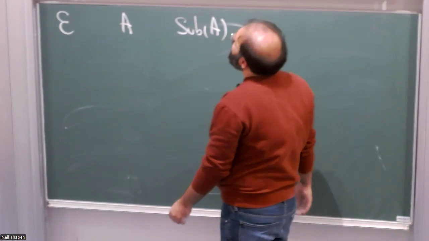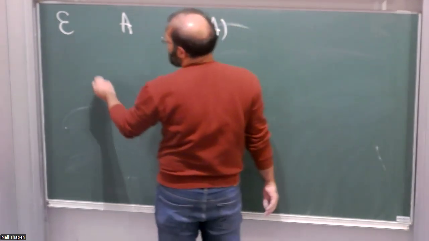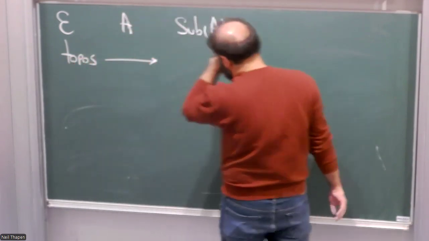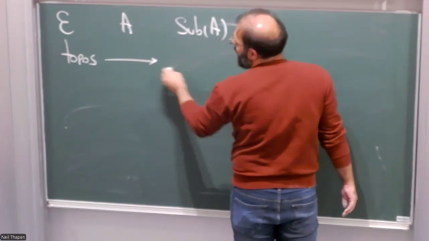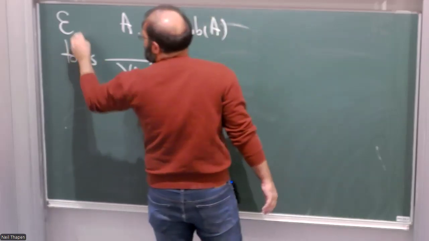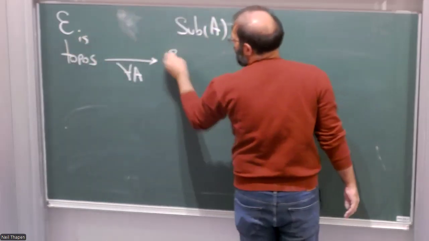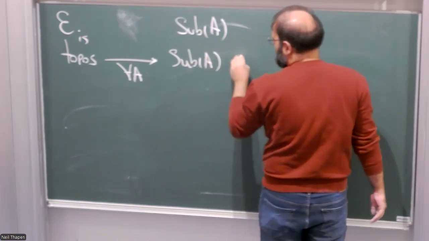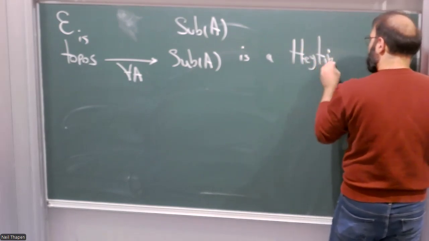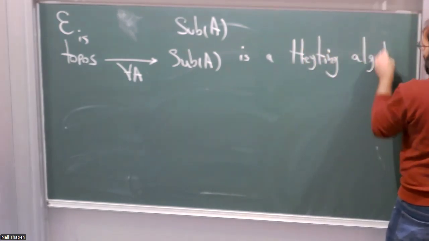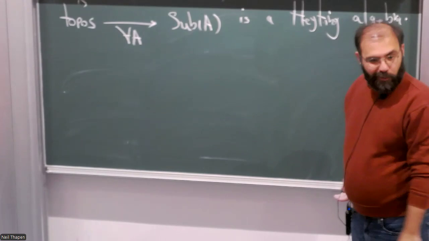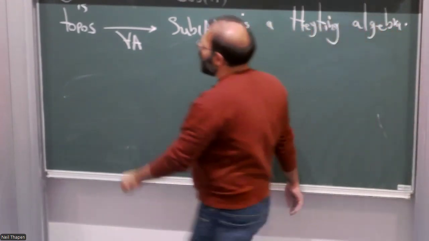The good news is that whenever E is a topos, for any A, Sub(A) is a Heyting algebra. I didn't prove that, I just claimed it, and I won't prove it because it is just tedious. That was my claim. And of course, you don't remember what a Heyting algebra is, right? No, right? So, recall.